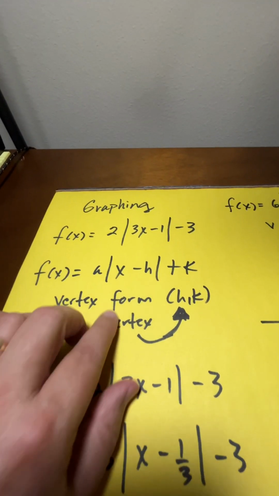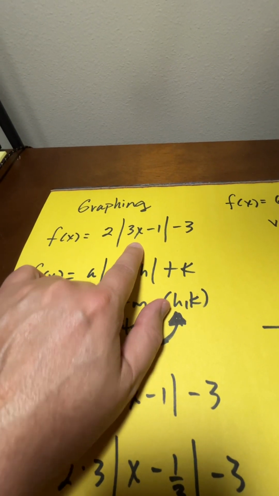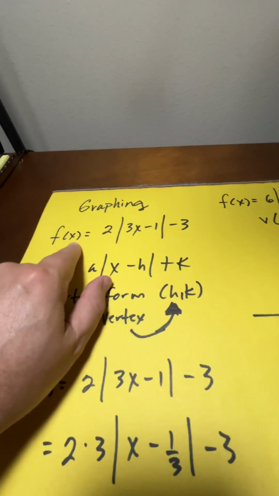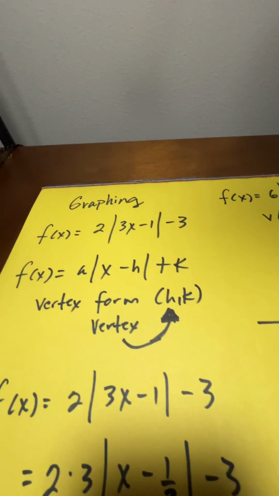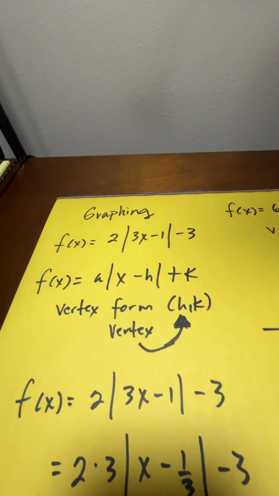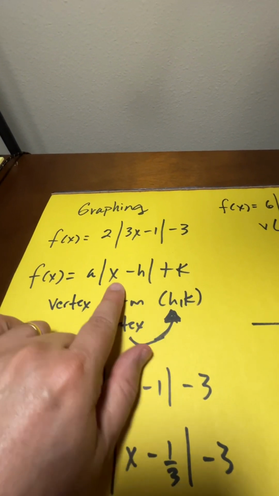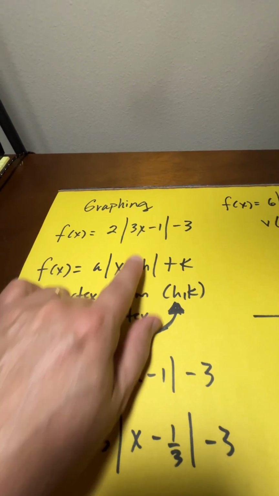Well, one way to graph this is just to make a really big chart of X and Y values, substitute a bunch of things in here for X, solve for Y, and plot them. That will work, but you might not find the vertex that easily. Second way to do it is to know this form really well and to transform this into that form.